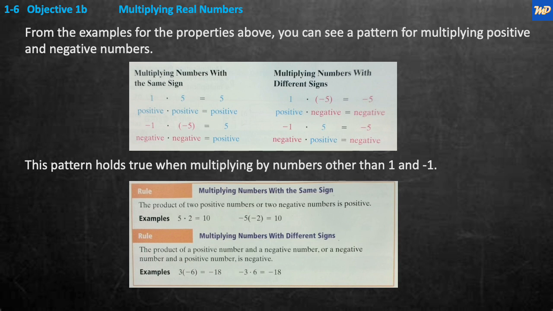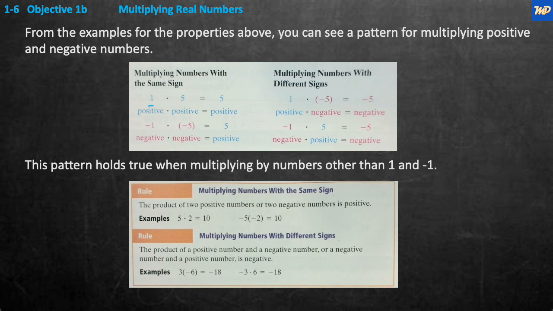Okay, continuing on. From the examples for the properties above, you can see a pattern for multiplying positive and negative numbers. Multiplying numbers with the same sign. So right here it shows it. 1 times 5 is equal to 5. Now here you can say -1 times -5 is equal to 5. So if the numbers have the same sign, when you multiply them, it's always a positive number.